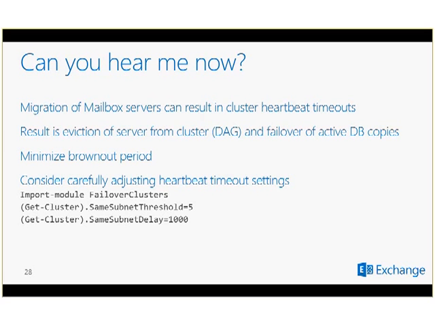These are the default settings: same subnet threshold of 5, subnet delay of 1,000. It's basically saying try 5 times with 1,000 milliseconds, or 1 second, in between those tries. You can increase either of those numbers. If you wanted to make it 10 seconds, you could change the 5 to a 10 very easily. We don't recommend going above 10 seconds.